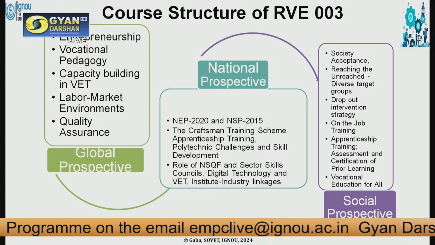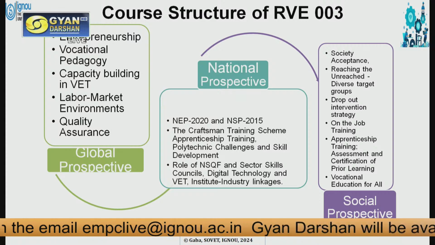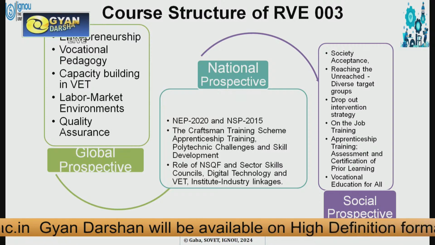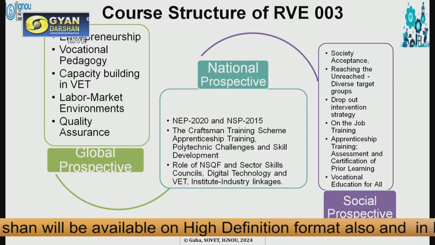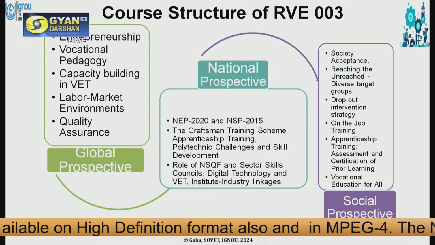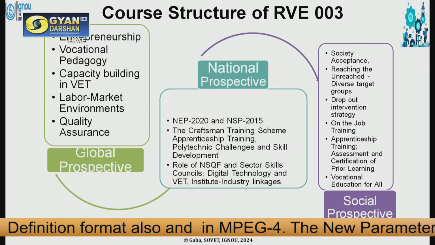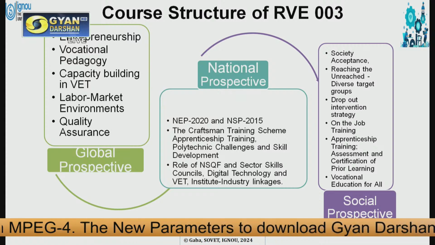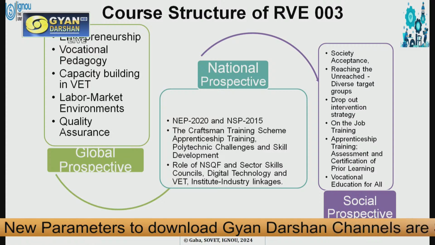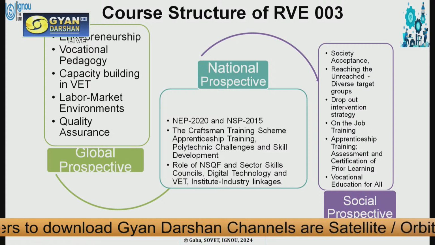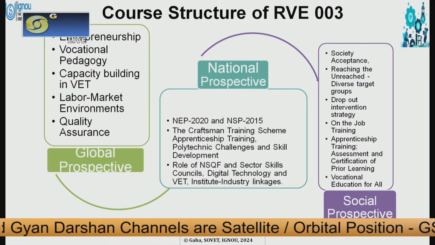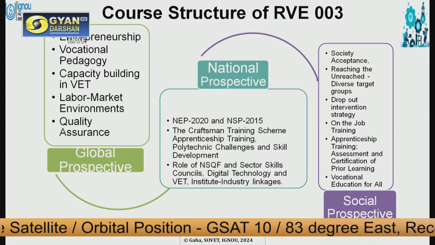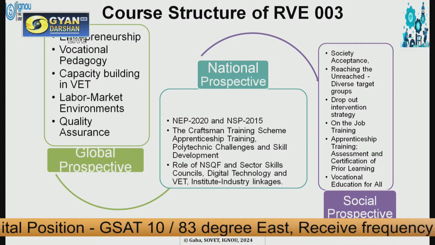Then coming on to the social perspective, we have tried to cover the social acceptance of VET and formulating needs-based vocational courses. Then we have also talked about entrepreneurship, and how to reach the unreached, because there is a diverse market group, or a target group, we can say. We have target groups in rural as well as urban areas, disadvantaged sections of society, and gender. All those things we have tried to discuss in how to reach the unreached. And then last but not the least, the dropout intervention strategy.